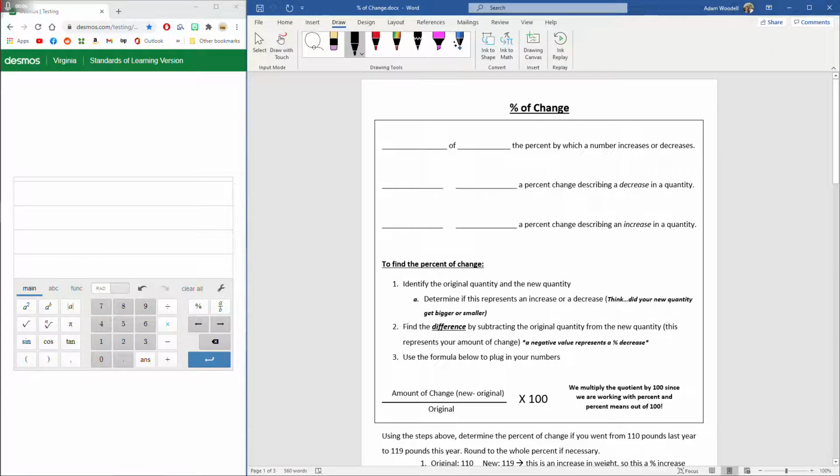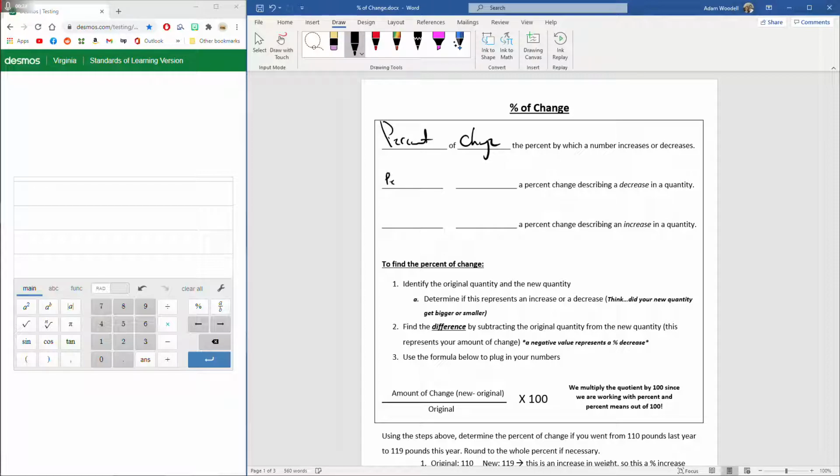So we're still talking about proportions, we're still talking about percents, but we're gonna move on to this idea of percent of change. So let's define some stuff first. Percent of change is the percent by which a number increases or decreases.